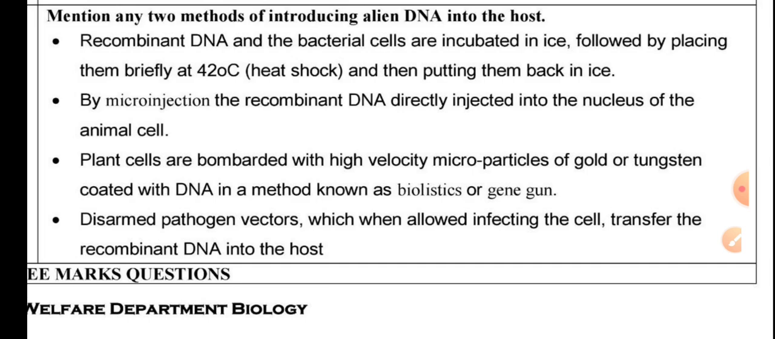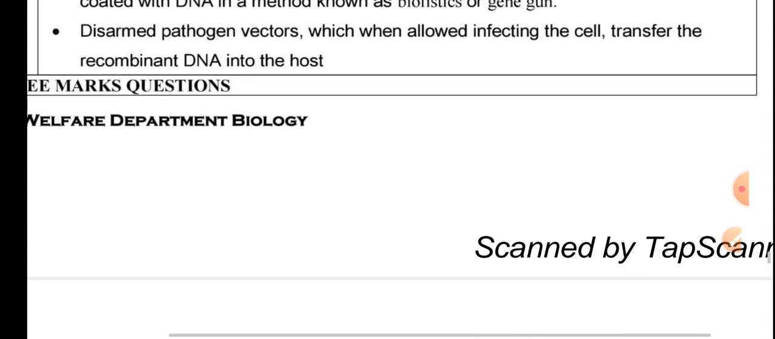Microinjection method: they directly introduce it into the nucleus of the animal cell. Plant cells are bombarded with high velocity microparticles coated with tungsten or gold. This method is known as biolistics or a gene gun. Then disarmed pathogen vectors, when allowed to infect the cell, transfer the recombinant DNA into the host.